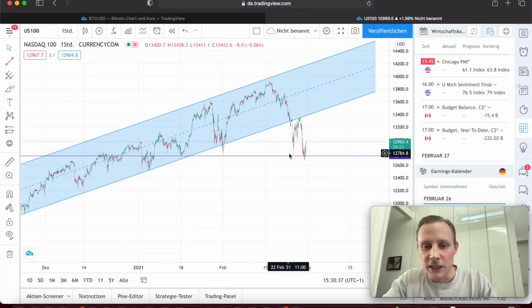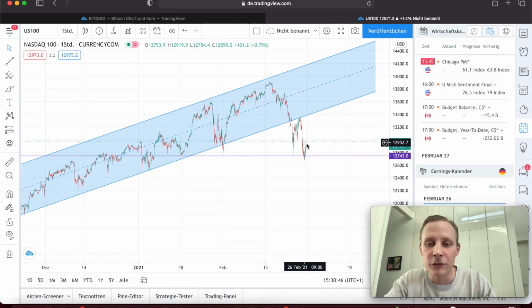Here we can see the Nasdaq. You can see we wiggled through the support area we talked about yesterday, but we got a strong bounce back here, so that is a good sign for the Nasdaq. It's going to be interesting if it can jump back into the channel or if it gets another turn to the downside.